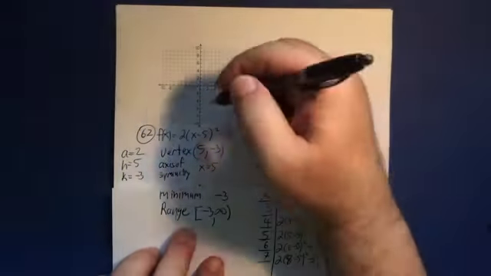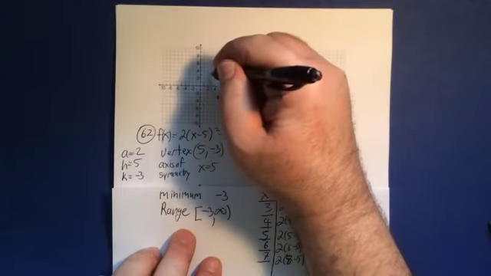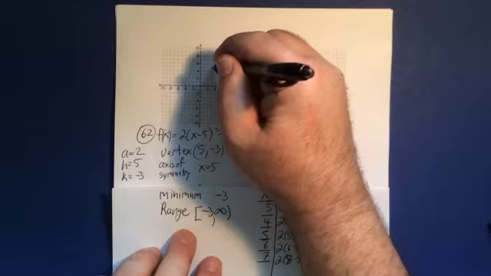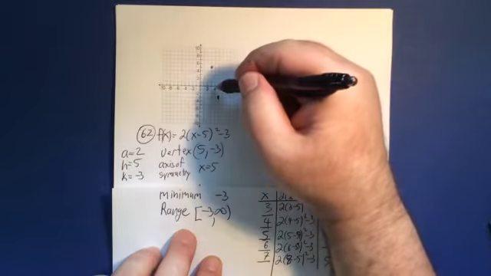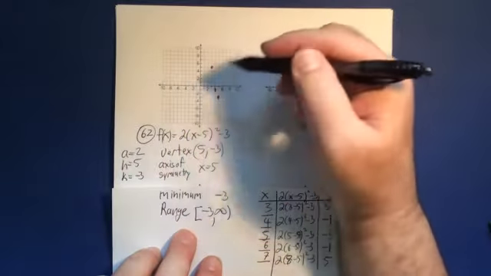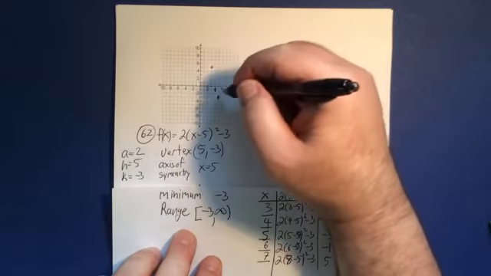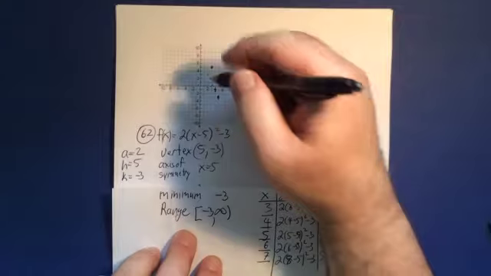So let's do that. We're going to start from here. 3, 5. 4, -1. We already have the vertex. 6, -1. And then 7, 5.